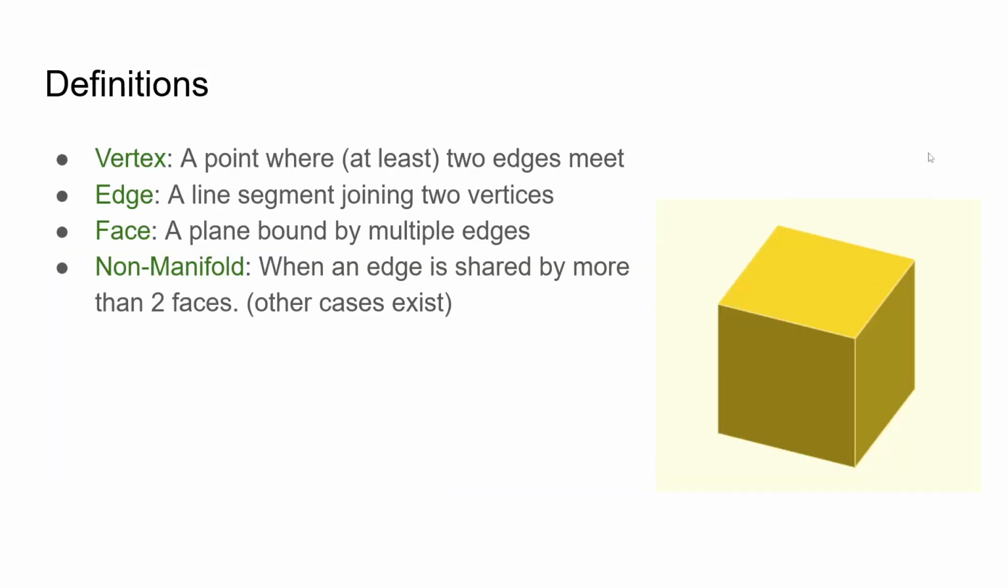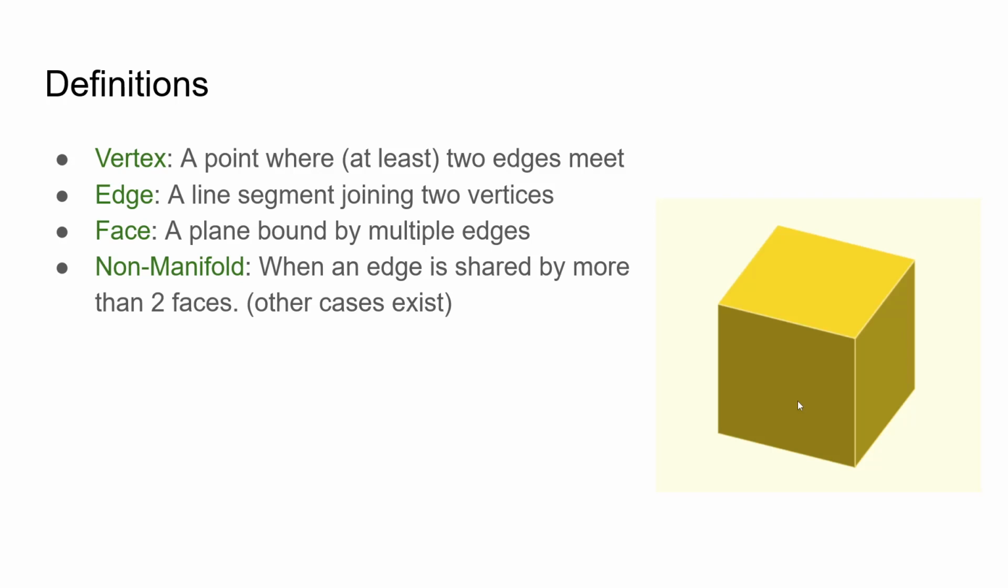So I want to just define some things, right? A vertex, like this point right here, is a point that can really exist in n dimensions, but we're going to say it exists in 3 dimensions, where 2 edges meet. What are edges? Well, it's a line segment between 2 vertices. A face is a plane bound by multiple edges. So we have vertex, edge, and then here, this whole thing is a face.